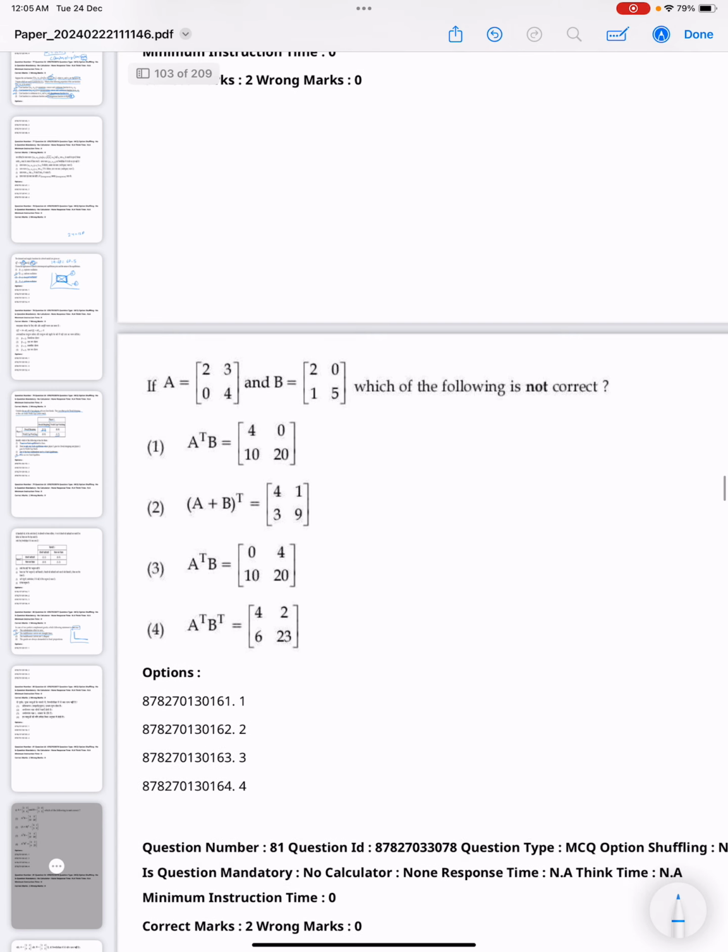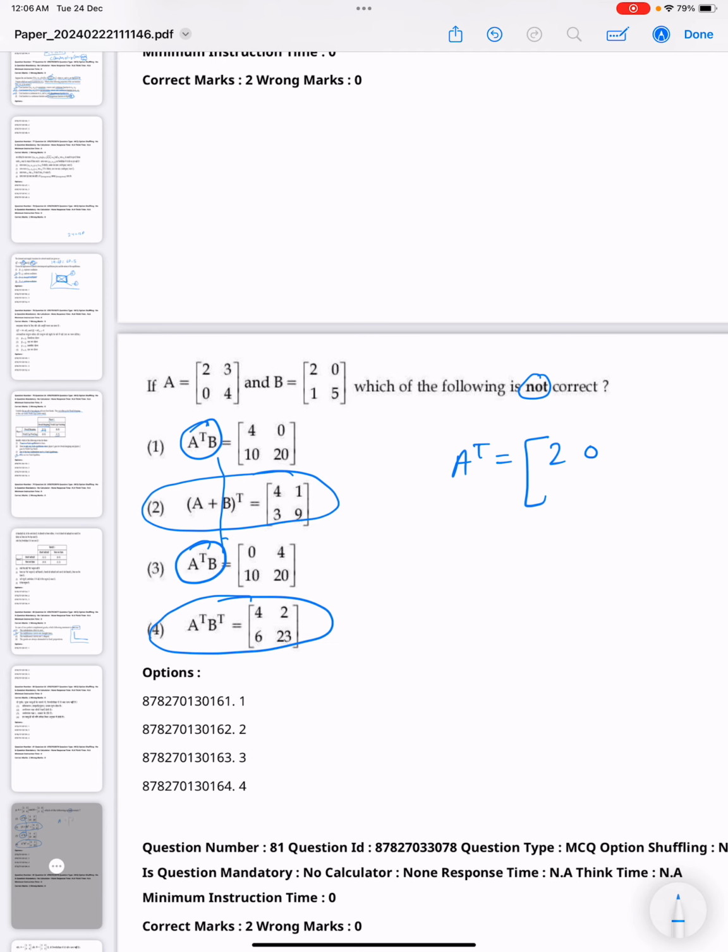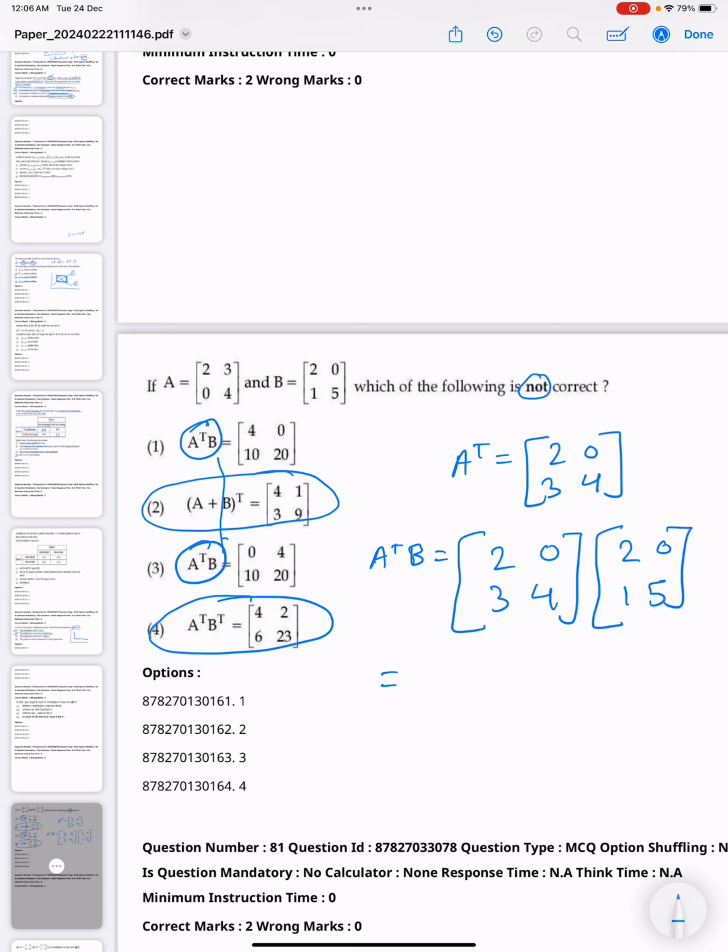Okay, this is fairly easy to do. You can solve this and you will be able to find. Which of the following is not correct? You don't need to attempt all of this, it will save you time, because look at option 1 and option 3. Both are giving you the same value, so either one of them would be right. So we can find A transpose. A transpose would be 2034. A transpose into B would be 2304 times 2015. So this would be 4, 0, 10, 3, into 0, 4, into 20. Okay, so this is correct. So the wrong one is this.